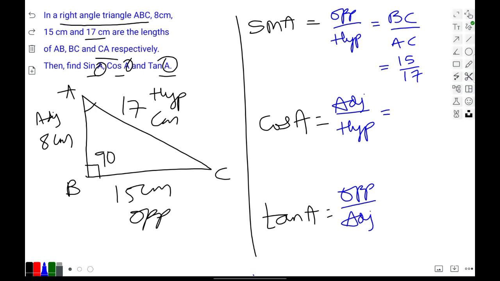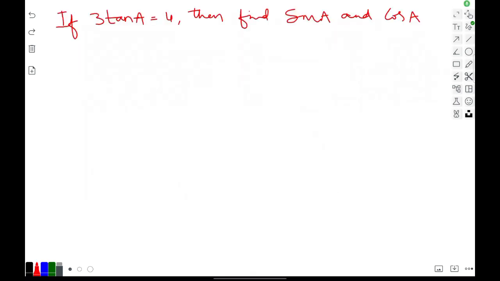Now cos A equals adjacent by hypotenuse. What is the adjacent side of angle A? That is AB, and the hypotenuse is AC, which is 8 by 17. Similarly for tan, the opposite side is BC, the adjacent side is AB, that is 15 by 8. Understand? So let's move to the next sum.